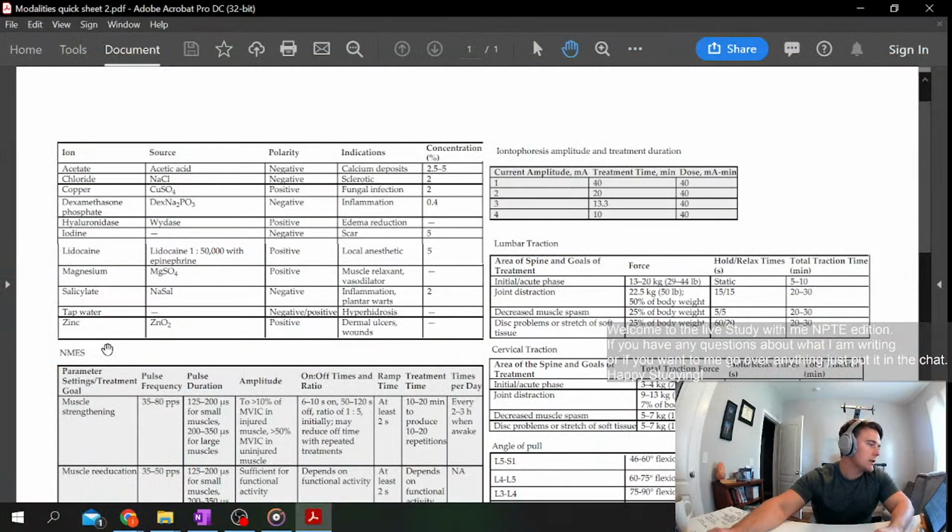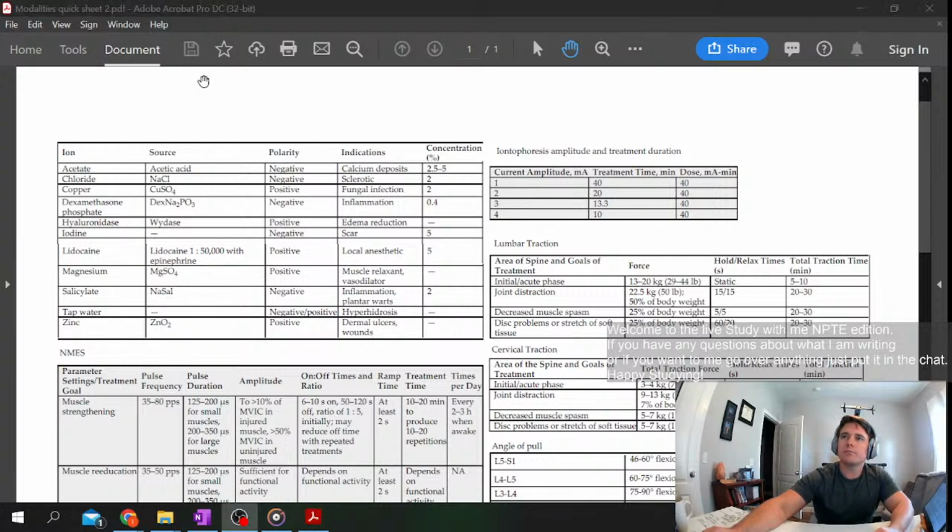Of course, here is where I'm working right now, iontophoresis. With this, you're going to have 40 milliamps. If you just remember 40 milliamps, you'll know what the current amplitude and treatment time is. If you use 4 milliamps per minute, you're going to use it for 10 minutes. Or if you use 1 milliamp, you're going to do it for 40 minutes.